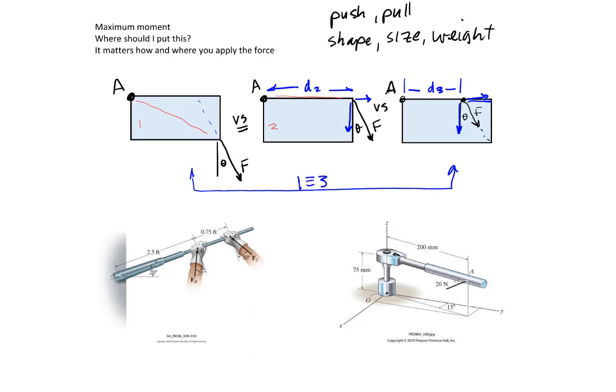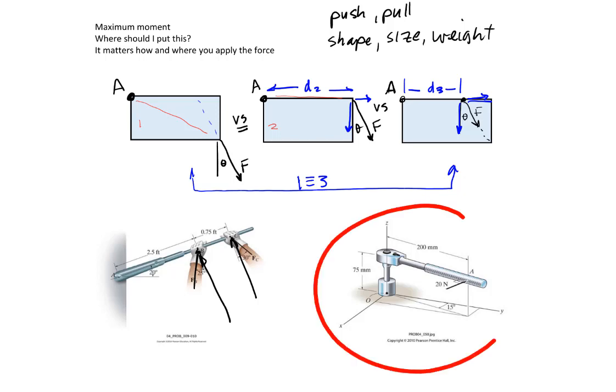It's pretty obvious perhaps, but if I were to, instead of applying them right there, apply the forces at a right angle and keep the magnitudes the same, those would have a greater effect or greater moment about point A. How about this one over here, this three-dimensional object?